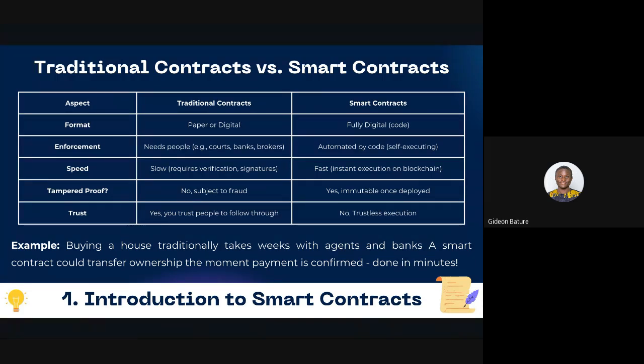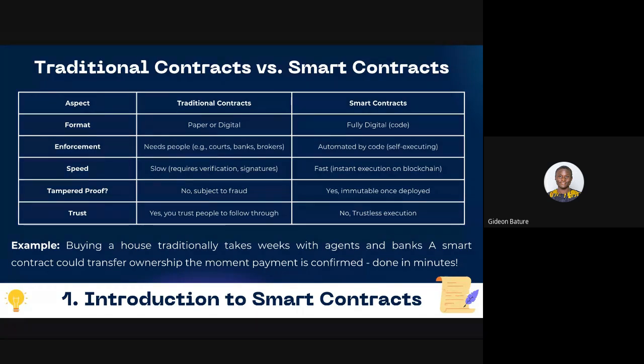Whereas for smart contracts, let's say you are getting something like a house and you are making payments with crypto. You don't need all these people. It's automated already by the code. It's self-executing. I pay you, give me my house. Things like that.